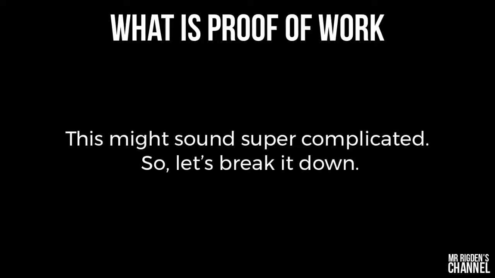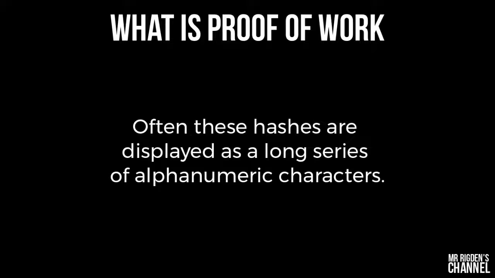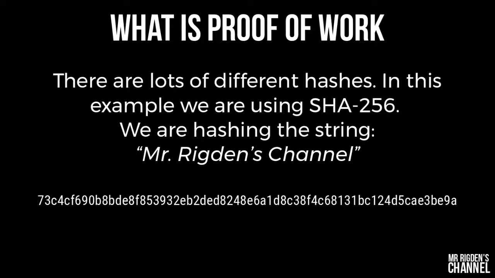This might sound super complicated, so I'm going to break it down piece by piece for you. A hash function essentially generates a fingerprint of some kind of data. Often these are displayed as long alphanumeric characters. So we've got an example here. I'm using the SHA-256 hash, and I'm hashing the name of the channel, Mr. Rigdon's channel. And this is what we get. We get this long alphanumeric number that's super, super long, and that is the SHA-256 hash of this string.